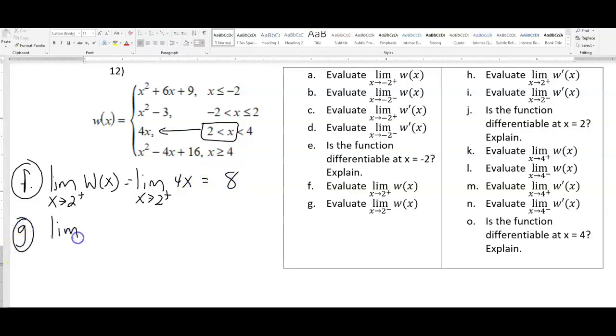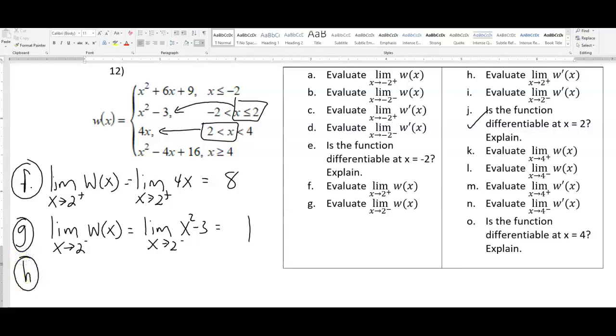For part G, we want to look at what is 2 from the left. Two from the left is where x is less than +2, which is there, and that would be this piece. And that's 1. Okay, so we already know our answer then to part J. Since the limit from the left and the right are not the same, we have a jump discontinuity, and as a result, this function will not be differentiable at x equals 2, but we'll get to that in a minute. Let's go ahead and move on to part H.